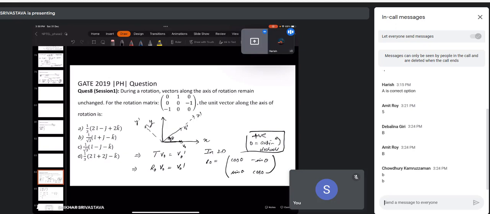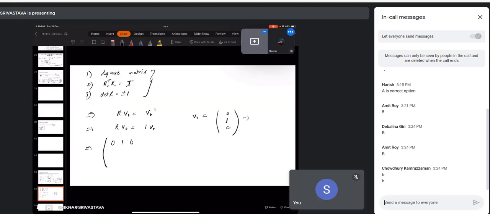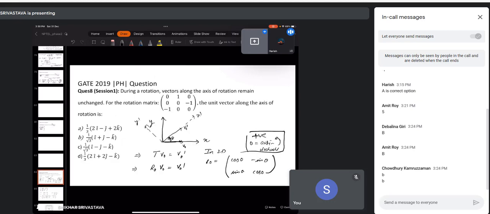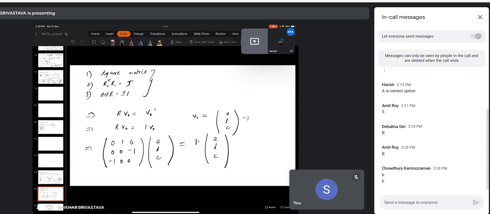This rotation matrix is acting on this column vector 0, 0, minus 1, minus 1, 0, 0, and it is giving the original vector only. There is no change in the vector even after the rotation. So what is the value of ABC which you need to find? They've asked what is the value of ABC, the vector along the axis of rotation.